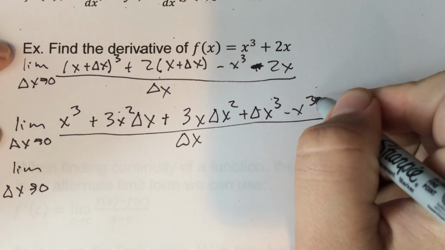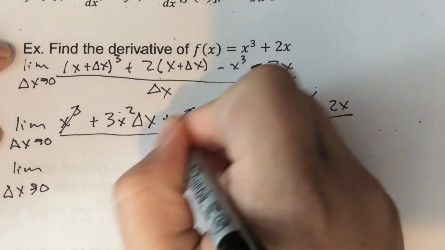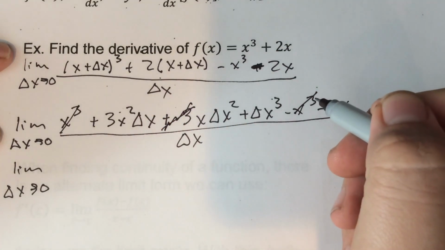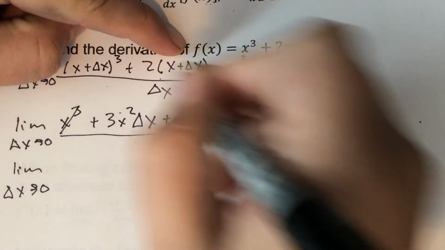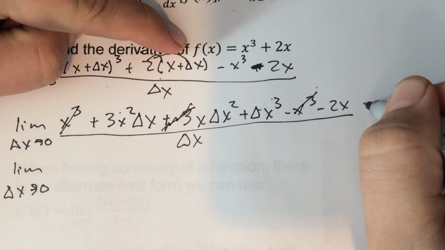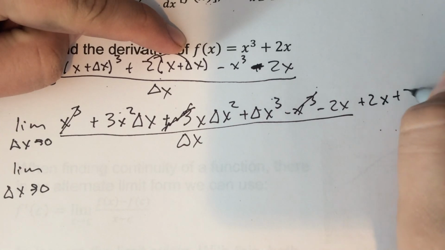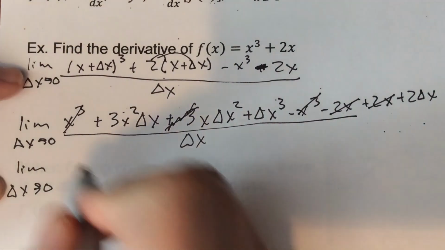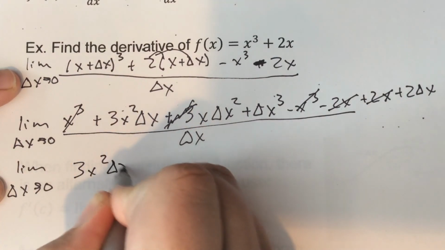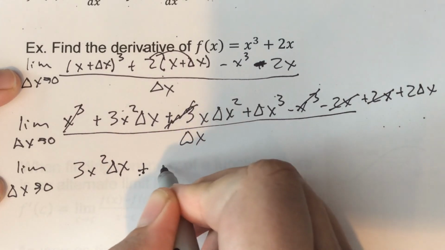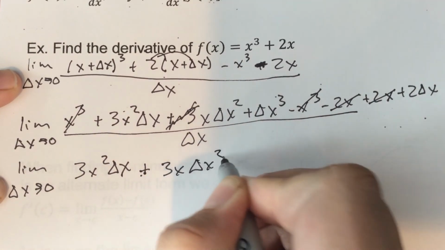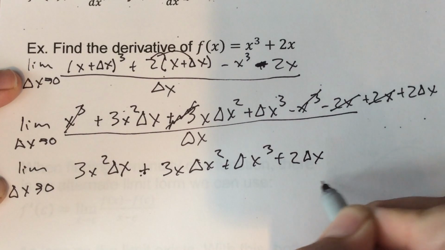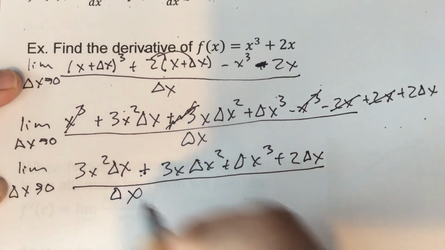We can start canceling. We can cancel x to the third, plus 3. No, not that one. Sorry, not that one. But I did not distribute that part in. So we also distribute the 2x. So I'm just going to put it on the end here. So plus 2x plus 2 change of x. So the 2x's will cancel. Sorry about that. So what's left is 3x squared change of x plus 3x change of x squared plus change of x cubed plus a 2 change of x over change of x.